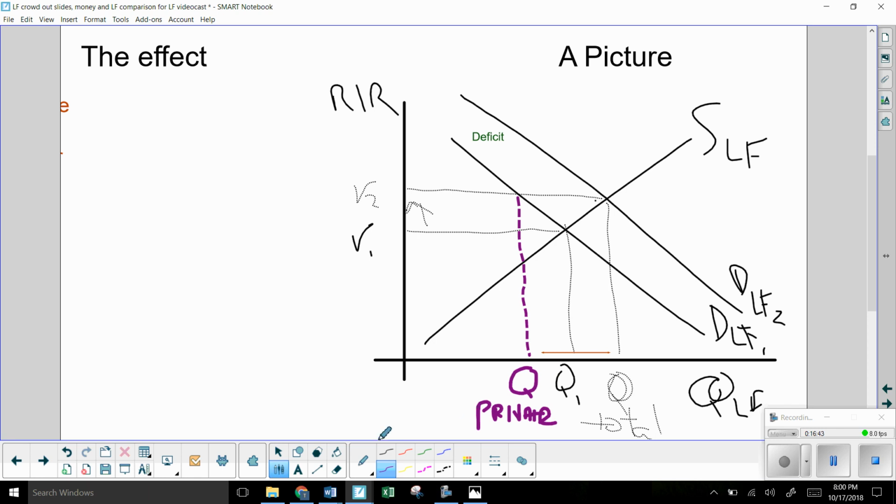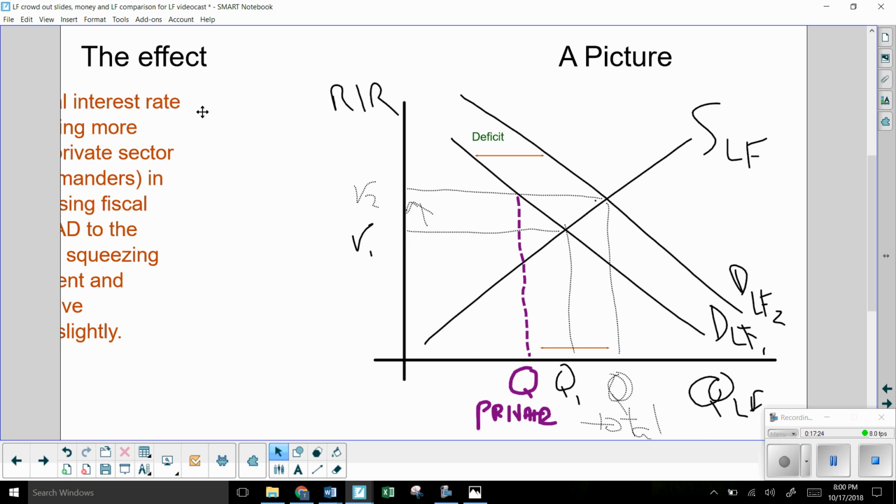Okay, now what happened there? Did quantity increase or did it decrease? Yes, is the answer to that. That distance has to definitionally be the same as this distance here. The total amount borrowed and lent, government included, increased. The amount borrowed and lent by just privates, the amount borrowed by privates for consumption and investment, actually decreased.